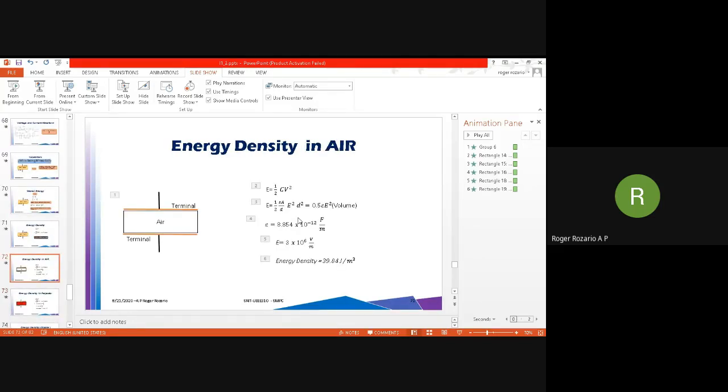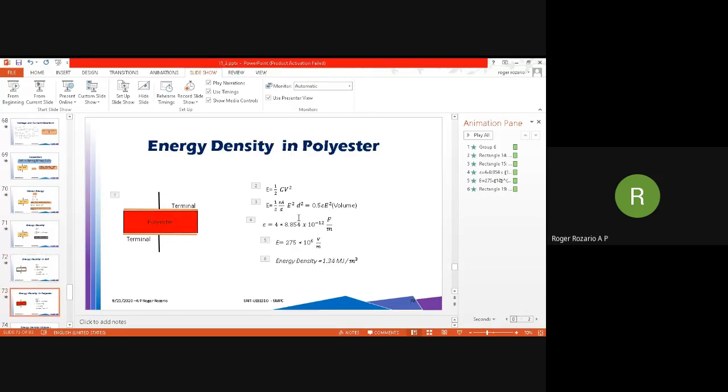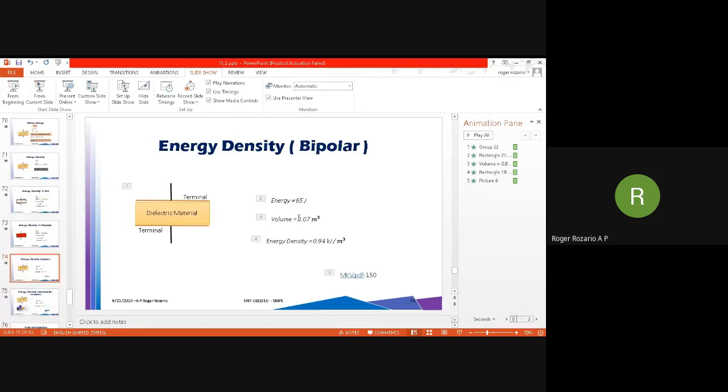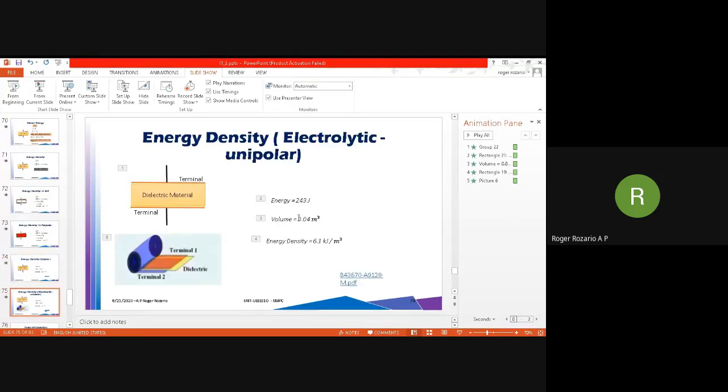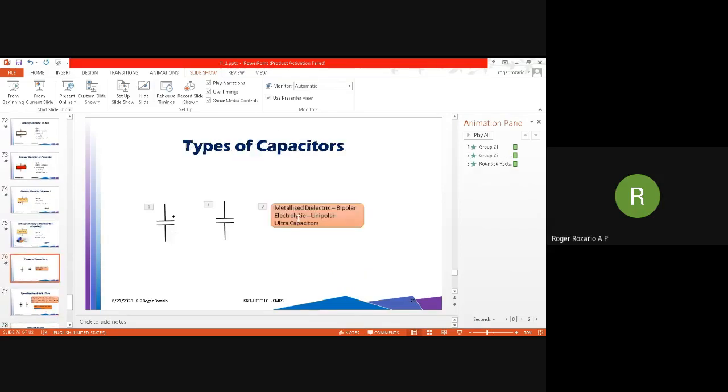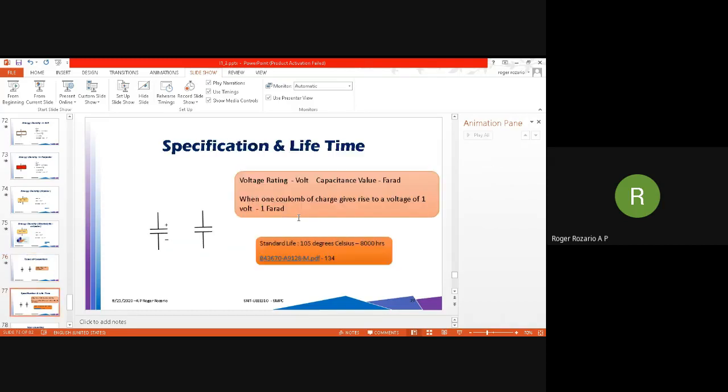And we have used different materials: air, polyester, unipolar, and bipolar. And we have calculated the energy density. And we found out the electrolytic unipolar capacitor is capable of storing more energy when compared to your bipolar metallic capacitors. So we will be using electrolytic unipolar capacitors. And there are ultra capacitors also, but we are not going to use these ultra capacitors for these DC-DC converters.